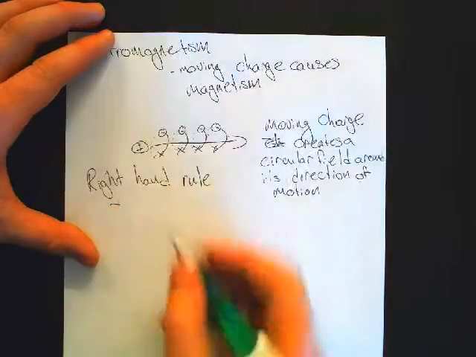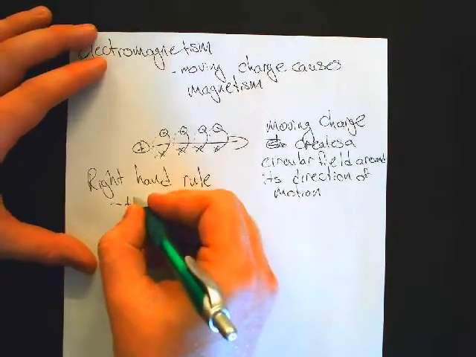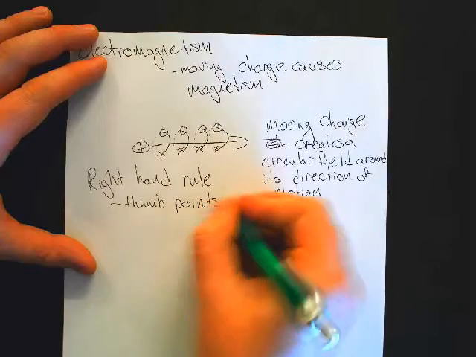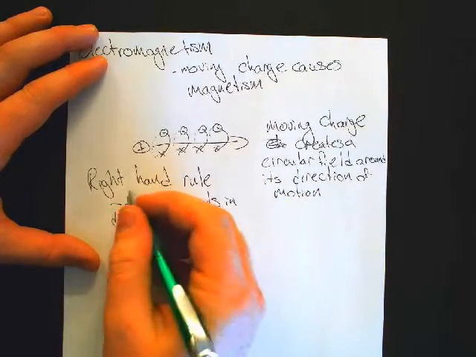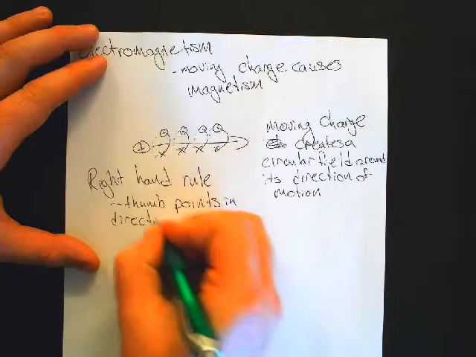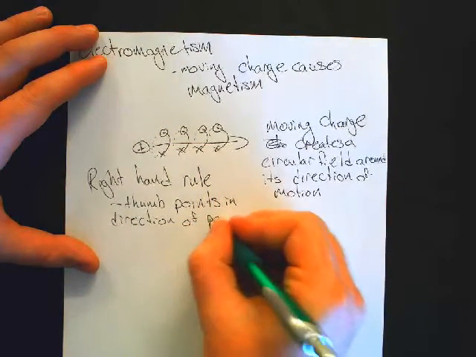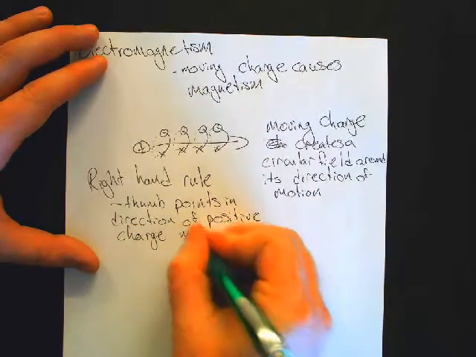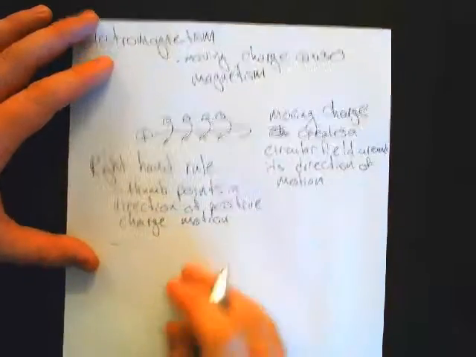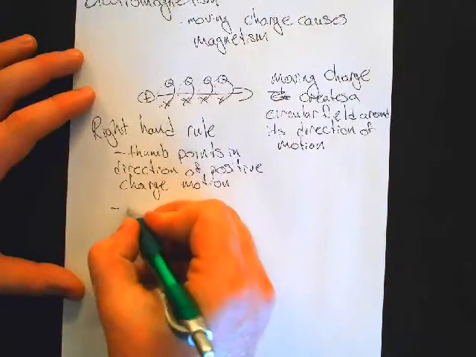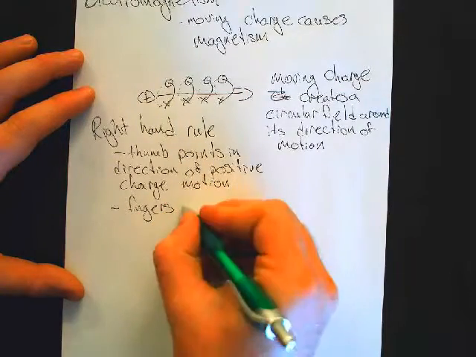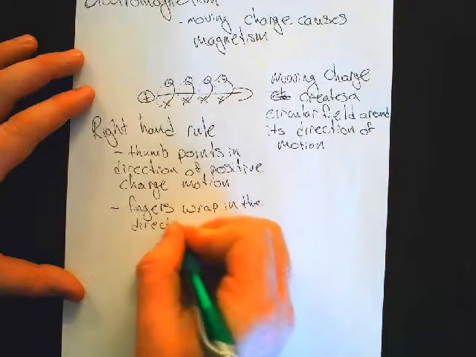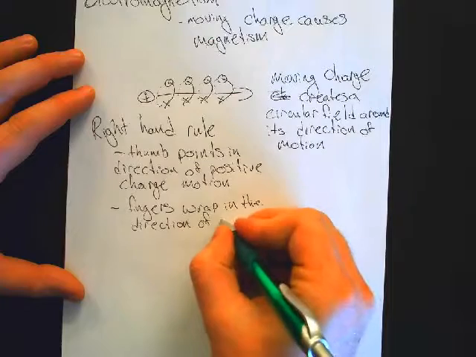All right, parts of the right-hand rule again show that your thumb points in the direction of motion of charge, and I should clarify, of positive charge. While your fingers wrap in the direction of the created magnetic field.